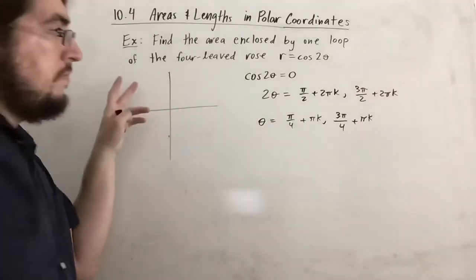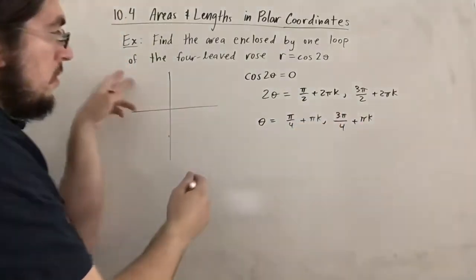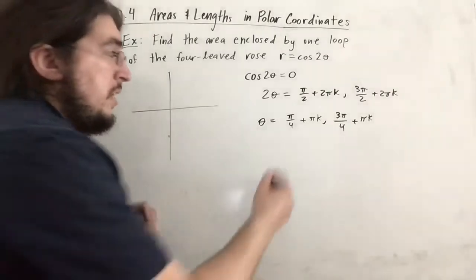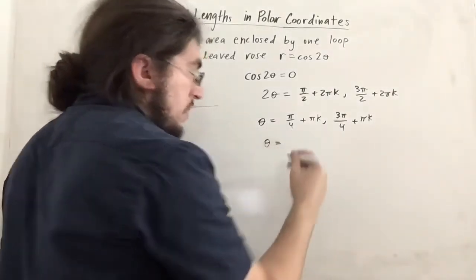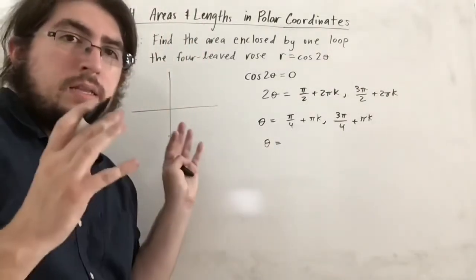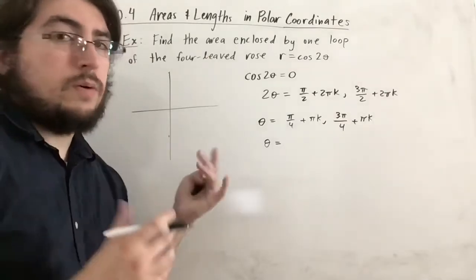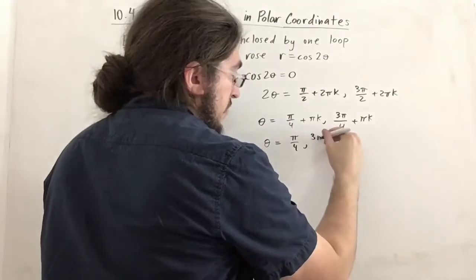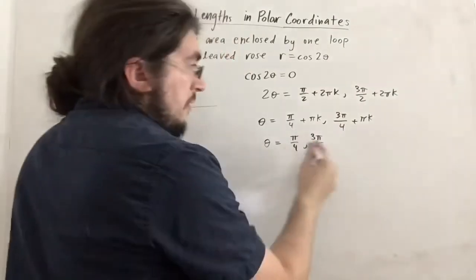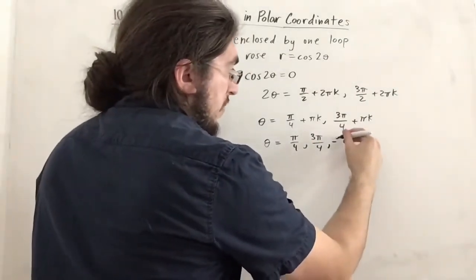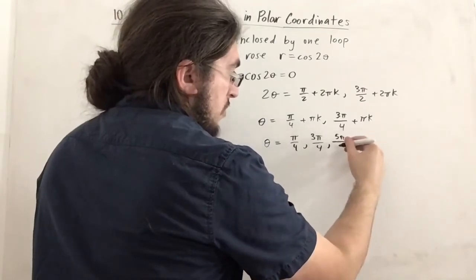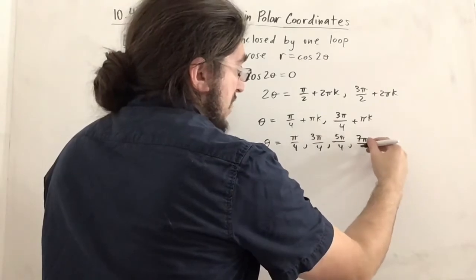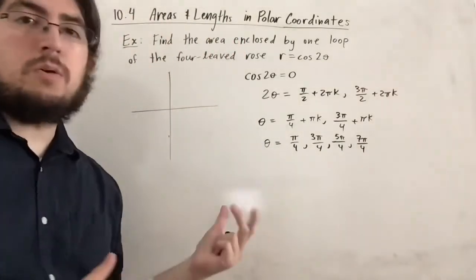When you add pi to 3 pi over 4, you go from being in the second quadrant to being in the third, because pi is, of course, a 180 rotation. So in essence, when you stick to being between the values 0 and 2 pi, you get pi over 4, 3 pi over 4, pi over 4 plus pi, which is 5 pi over 4, and then finally 3 pi over 4 plus pi, which is 7 pi over 4. And this is it. These are the only values between 0 and 2 pi.